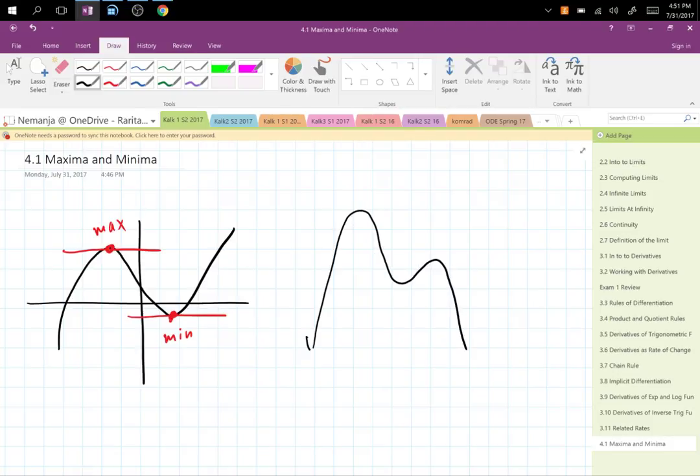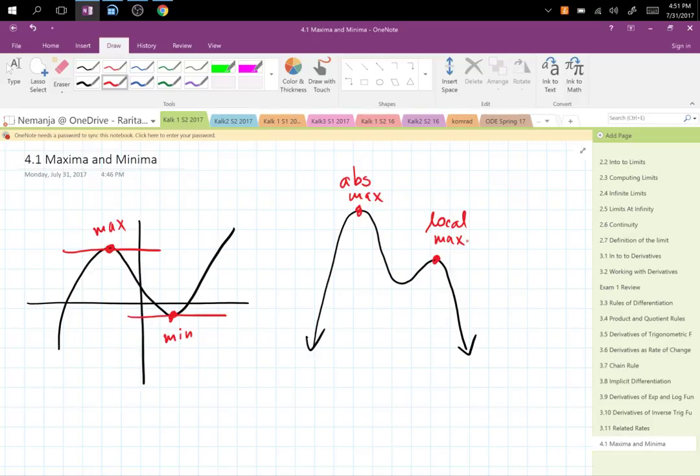So if you look at the function that looks like this, you will quickly see that it has two max points. The higher one is called the absolute max, and the lower one is called the local, or relative. So they're both maximum. And then the words should make sense, right?